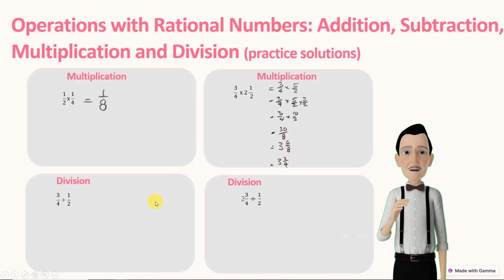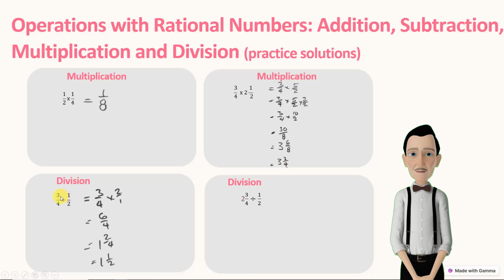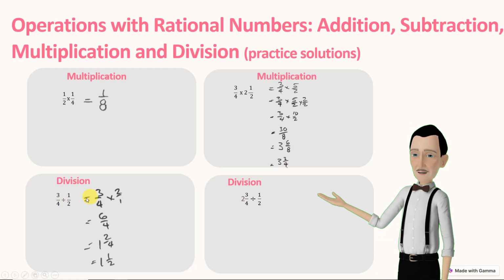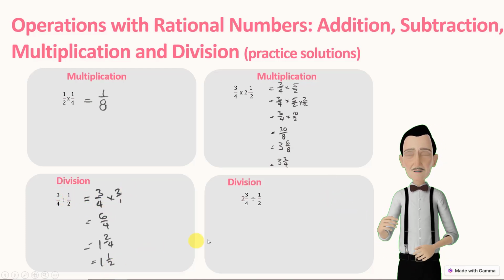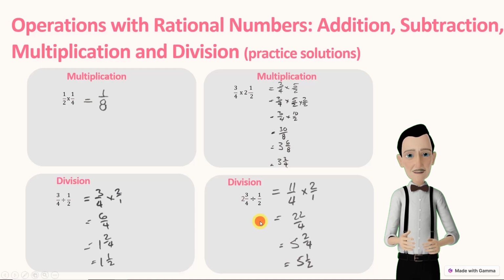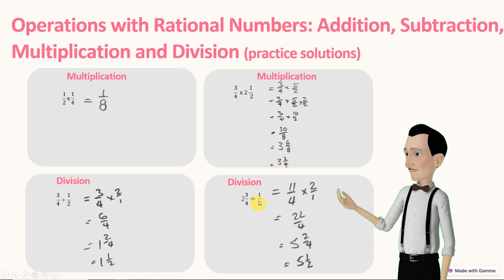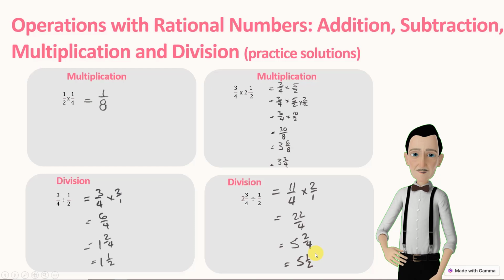Righto, let's go and look at the division. Once again, we just flip the last fraction and then we multiply it out and we get our answer. And of course, same with this one, the division over here. We just flip the last fraction, multiply it out, and then we get our answer. Also again, once again guys, bring it back to its simplest form.